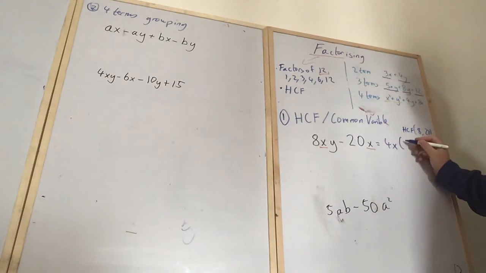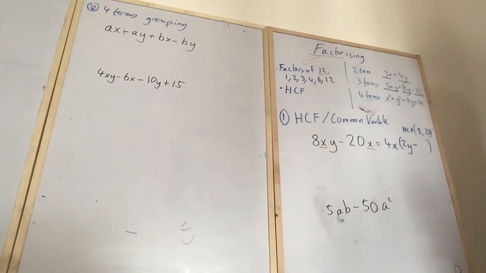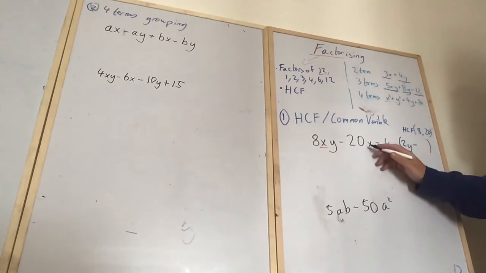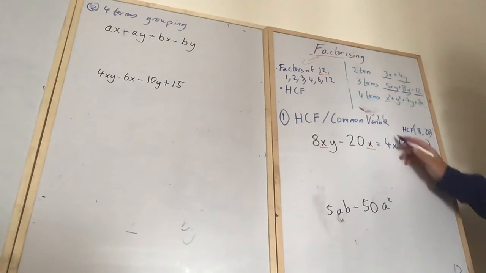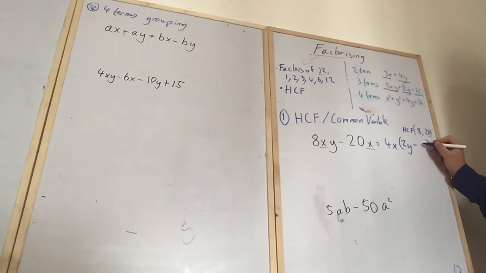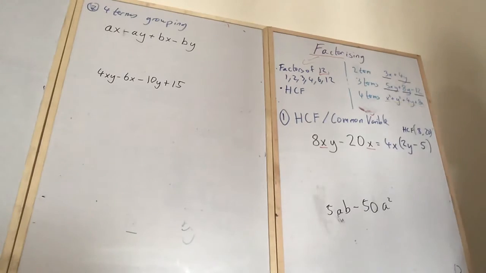So 4x goes into 8xy. First of all, we divide the numbers. 4 goes into 8 2 times. The x would cancel, you're left with 2y. Then the second one, 4x divides into minus 20, minus 5 times. The x's will cancel. Okay, that's the first one.